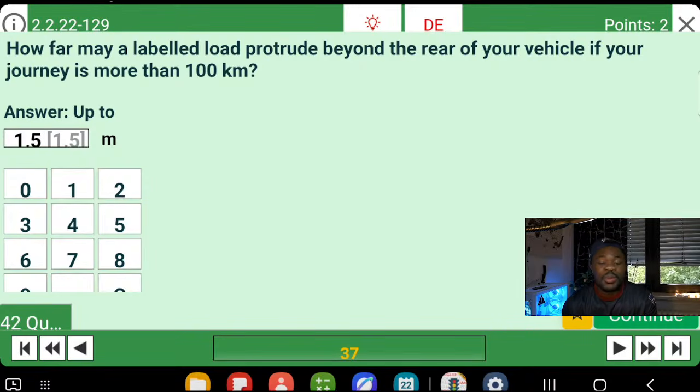A load can only go behind your car a maximum of 1.5 meters. That is if you're specially marking it. It can go up to 1 meter without specially marking it. As it goes above that, up to a maximum of 1.5, you need to specially mark it. Okay.